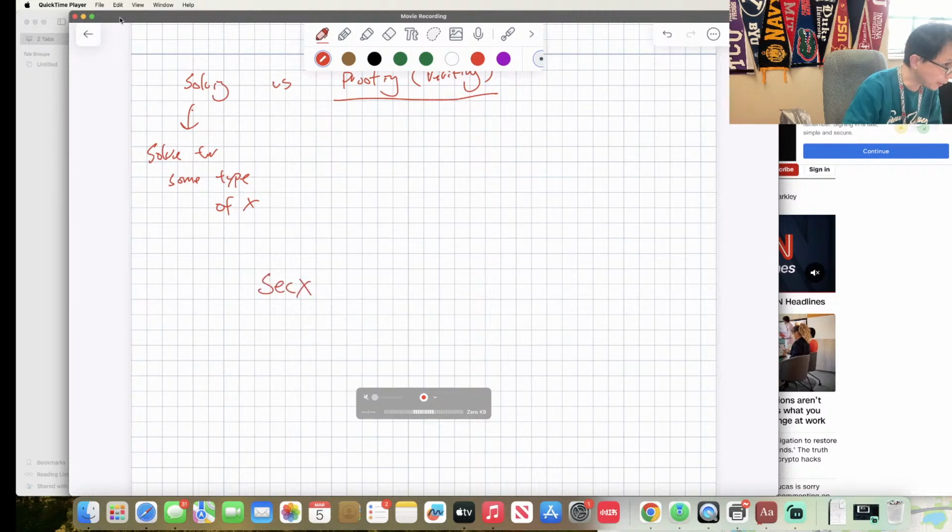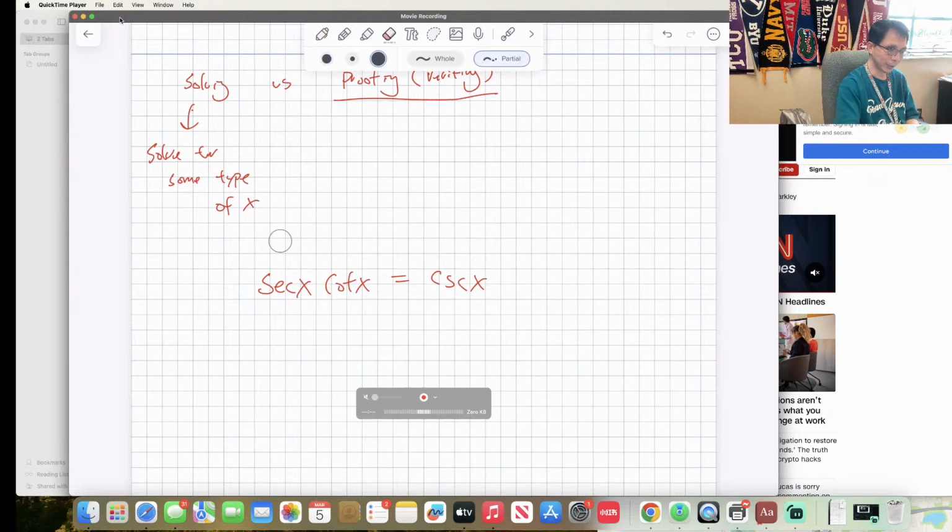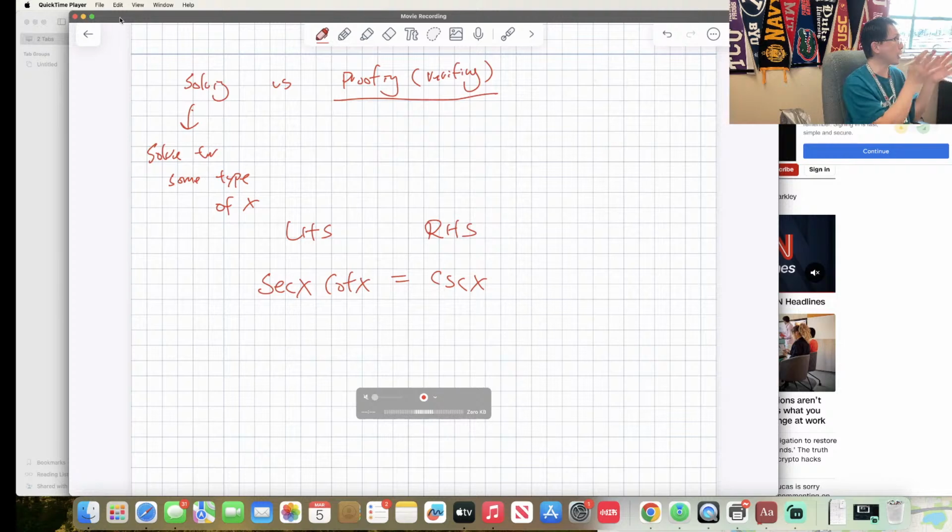Secant of x times cotangent of x equals cosecant of x. On here, we're going to name this the left-hand side, and this the right-hand side. You just try to prove that the more complex side is equal to the other side. That's it. Is this a true statement? Look at it. Is this a true statement?